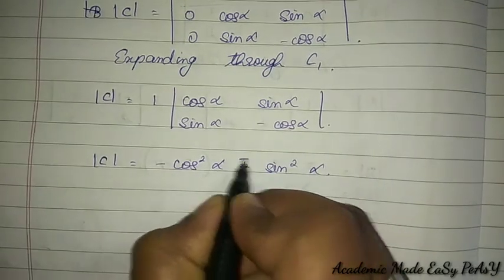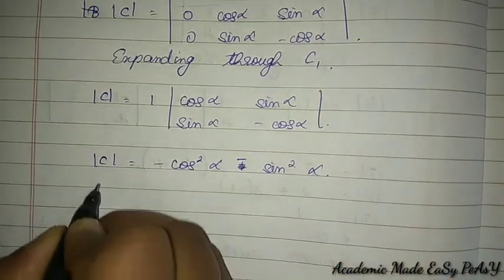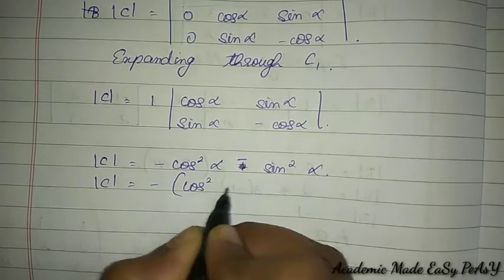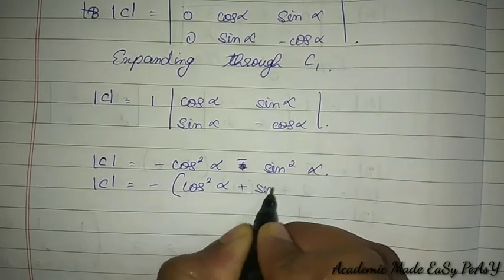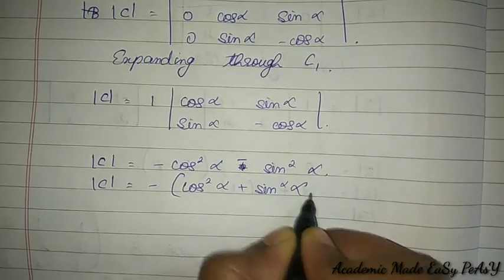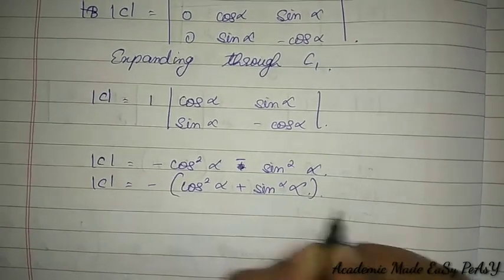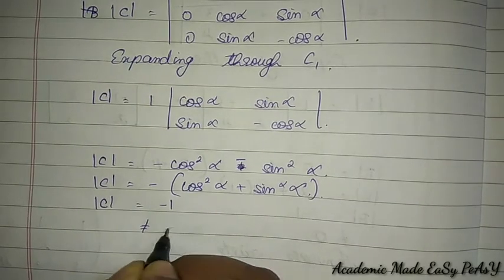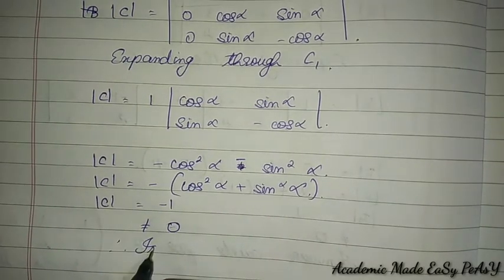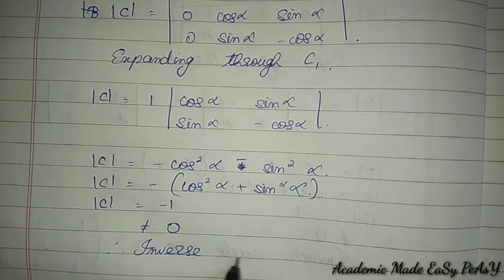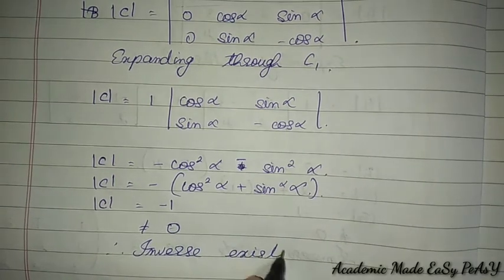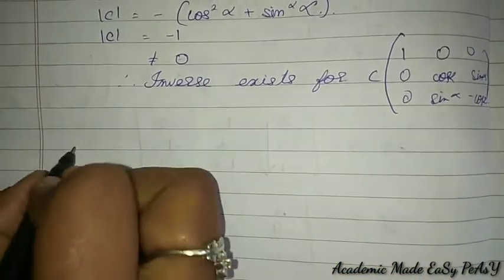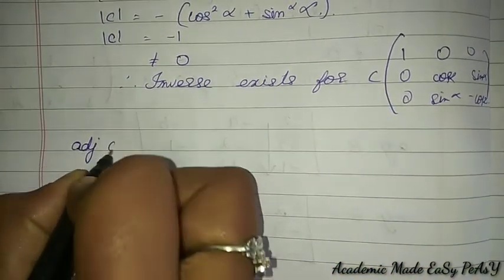So this also should be minus, no? So determinant C is equal to, I will be taking it out. So cos square alpha plus sin square alpha. And here, what is cos square alpha plus sin square alpha? It is 1. So minus 1, which is not equal to 0. Therefore, inverse exists for matrix C. So now I will find adjoint of C.